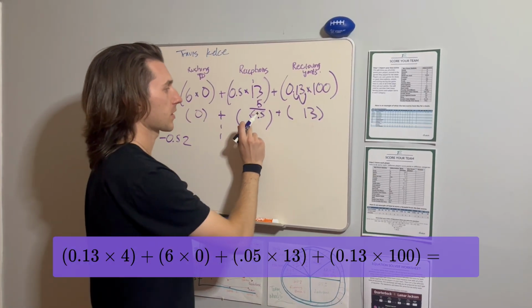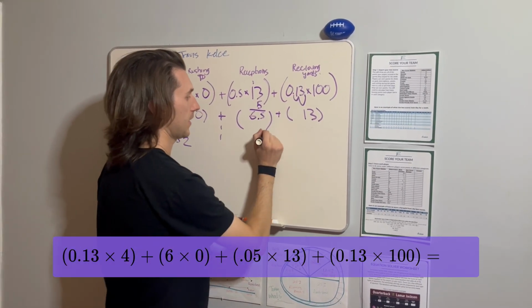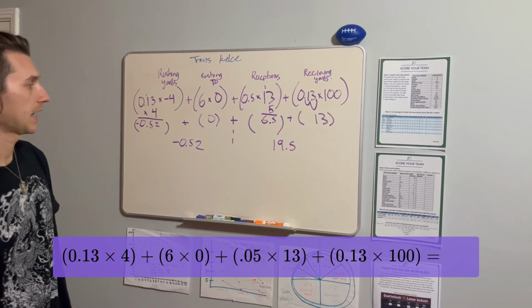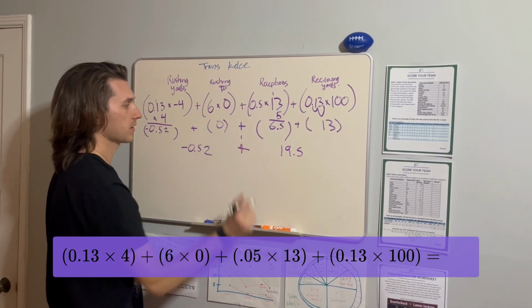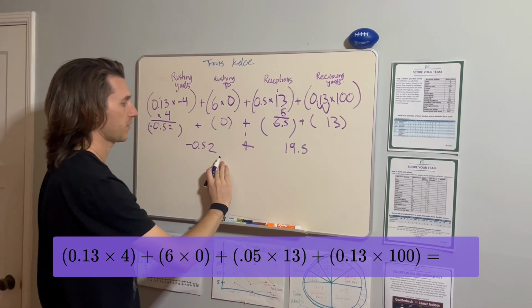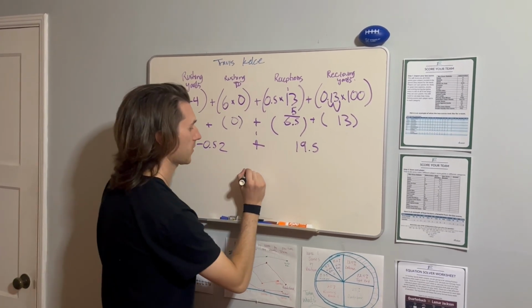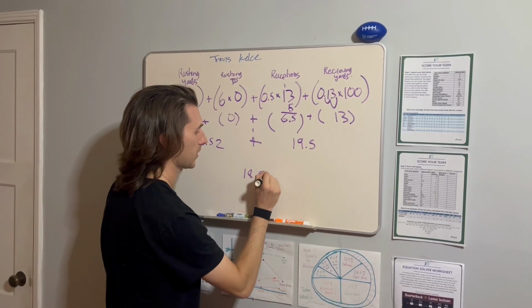And then over here, we've got 6.5 plus 13. That is 19.5. Now, it's our final addition here, which is negative 0.52 plus 19.5. And we're going to end up with 18.98.